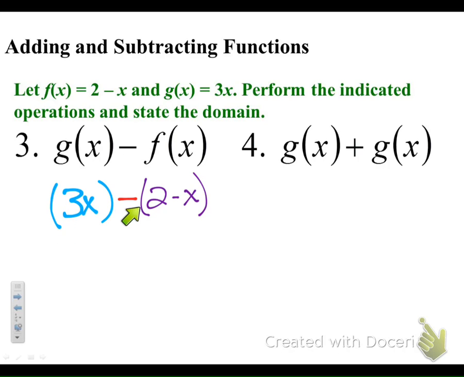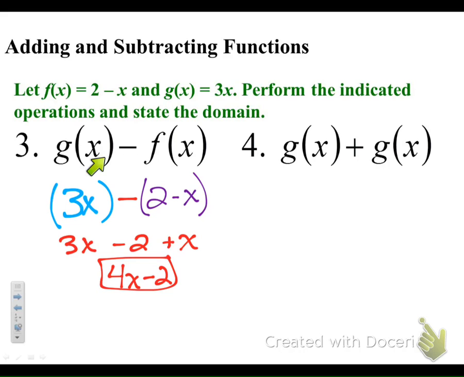What do I have? Ooh, I've got to remember to distribute that negative. So maybe I need to clean it up a little bit first. I have 3x minus 2, but then plus x, because that negative needs to distribute. So now I've got 4x minus 2. That's them combined in this order, g of x minus f of x. So domain, is there anything special? I look for denominators or even roots, and if I don't see them, the domain is all real numbers.